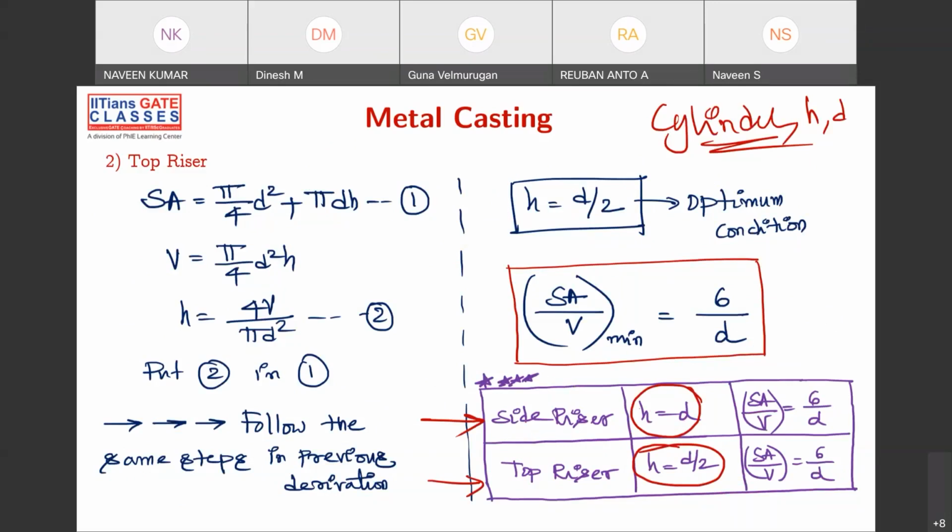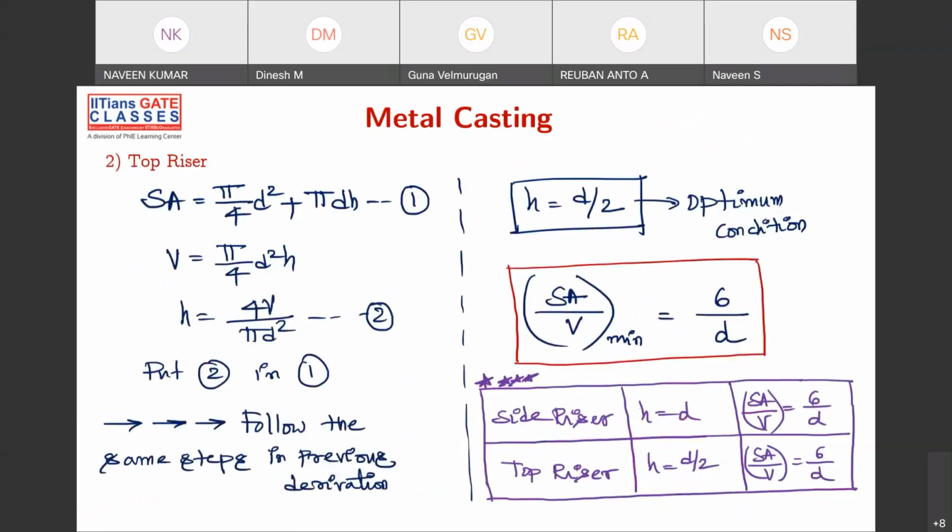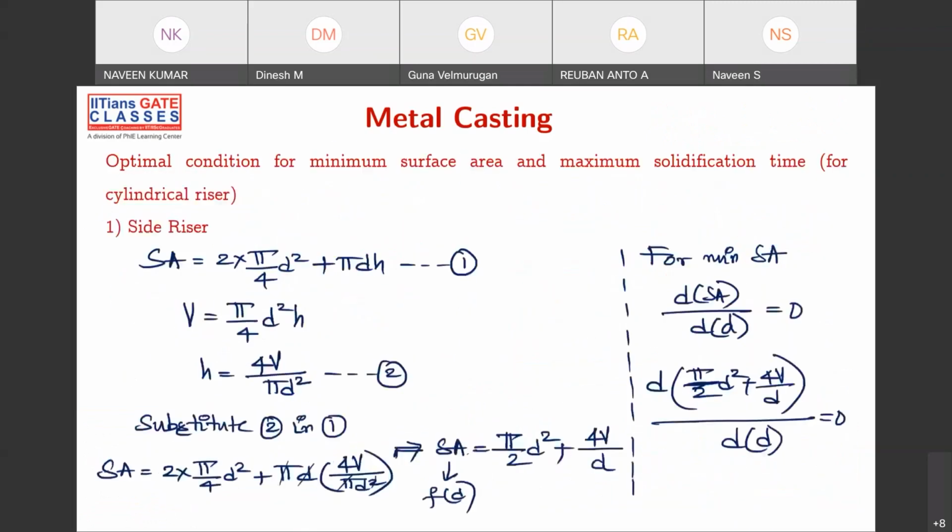So if you are selecting a side riser, for optimal riser, h should be equal to d. For a top riser, h should be equal to d by 2. You have to remember this at any cost. Write this in your short notes. If you want to see the derivation of why we arrive at this, you can see the derivation as well when I'm providing the slides.